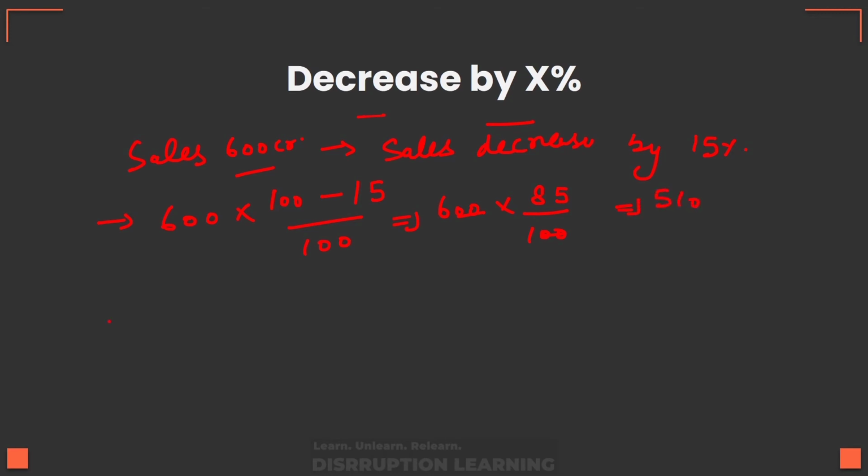Also, quite similarly, you can directly say that it is 600 minus 15% of 600, just like we did in the last video. And this is going to be 15 by 100 into 600. So 600, this is 3, this is 20, this is 30. So 3 into 30, 600 minus 90, this is 510. Also, you can write it as 600 into 85 by 100 directly. The answer is still going to be the same. So this is how you decrease a particular value by x%.